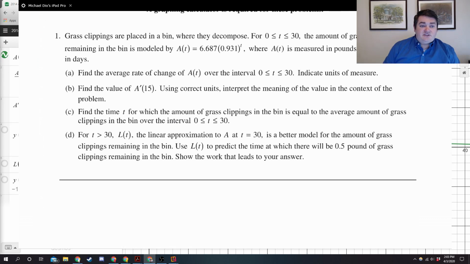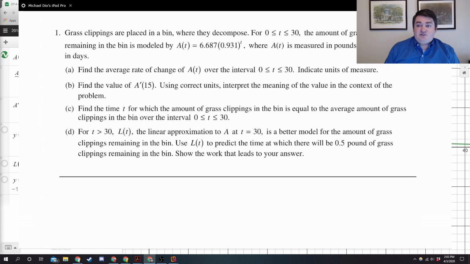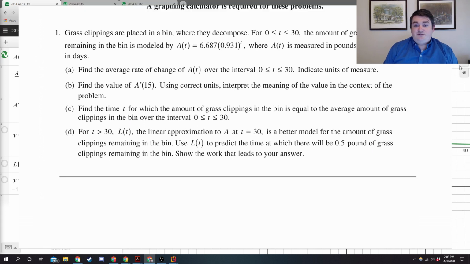Let's see what we got on this calculator problem. Grass clippings are placed in a bin where they decompose. For time 0 to 30, the amount of grass clippings remaining in the bin is modeled by A of t, where A of t is measured in pounds and t is measured in days. Part A, find the average rate of change of A of t over the interval from 0 to 30.